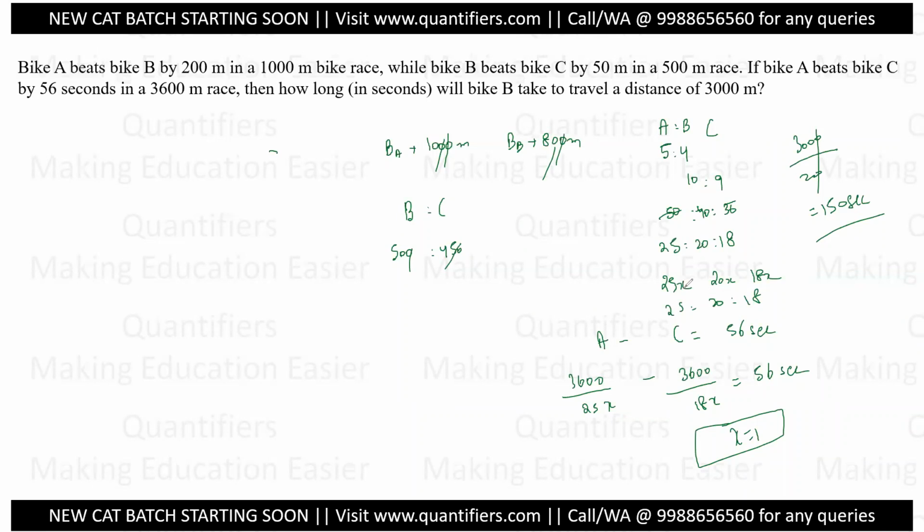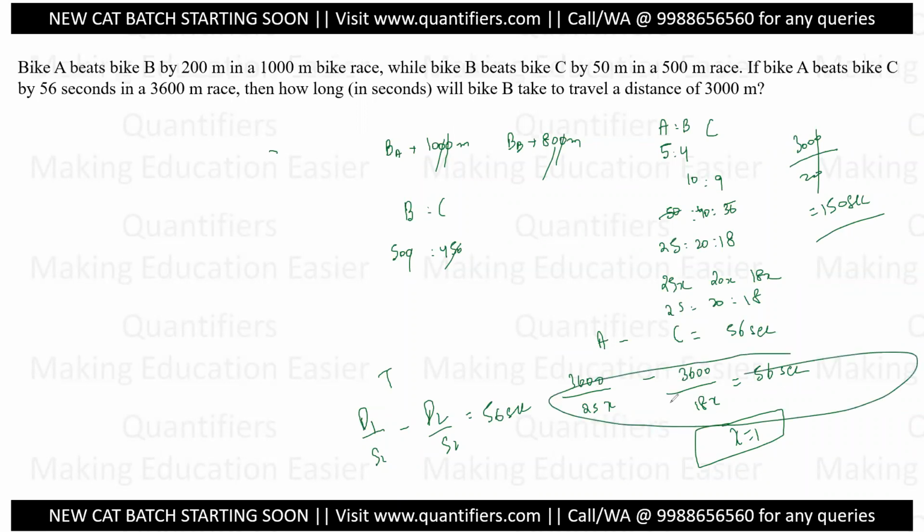A की स्पीड 25x है, B की 20x है, C की 18x है. अब अगर डिस्टेंस 3600 मीटर की रेस में उनका टाइम डिफरेंस 56 सेकंड्स है. टाइम क्या होता है? डिस्टेंस अपॉन स्पीड. यानी 3600 ट्रेवल किया उन्होंने 25x की स्पीड पे, 3600 ट्रेवल किया 18x की स्पीड पे, डिफरेंस 56 सेकंड आया. x वन आ जाएगा. तो वहां से आपकी जो स्पीड है वो 20 आ गई. अगर 20 आ गई तो 3000 मीटर के लिए कितना टाइम लगेगा, 150. क्या ये क्लियर है?